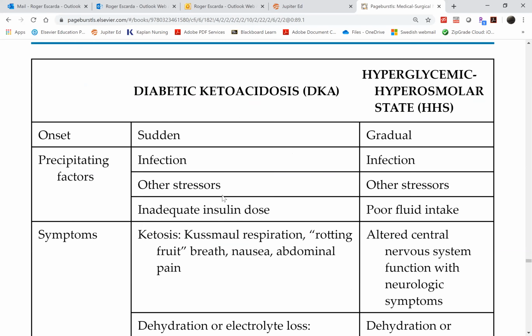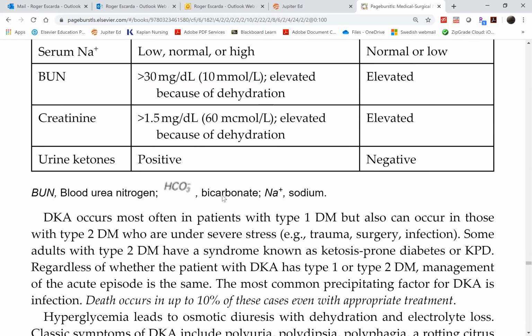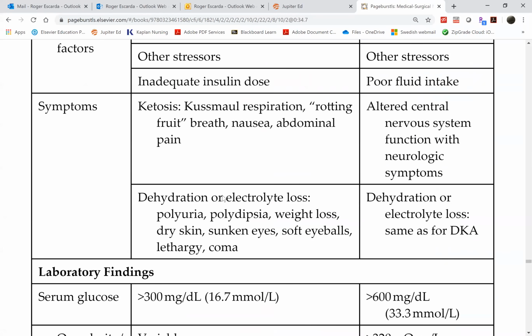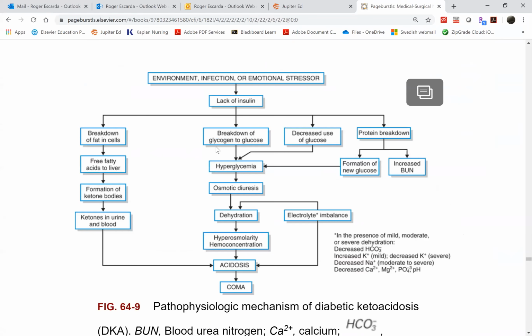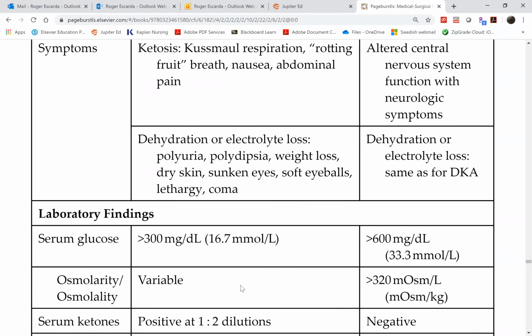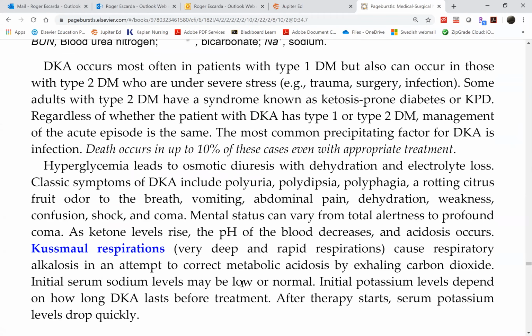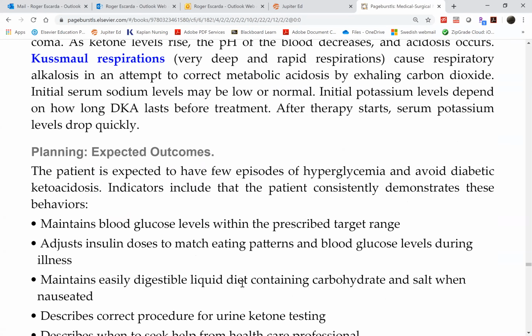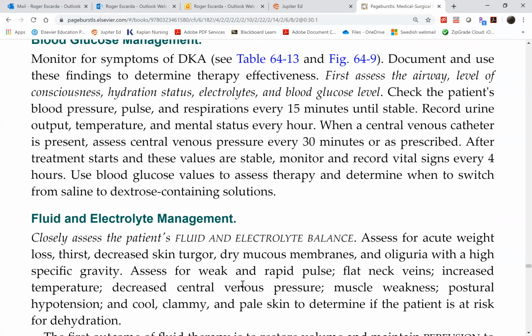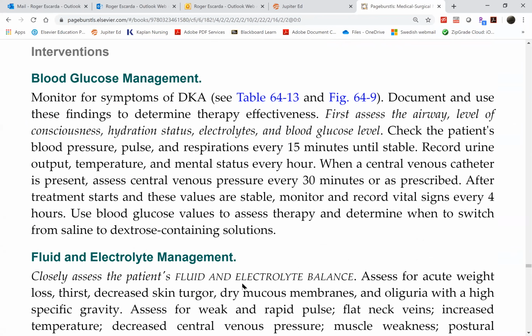Let's go to the management now. So you saw the mechanism by which the severe hyperglycemia worked and the continued vicious cycle that, unless stopped, and the only way we can stop this is to give insulin, right? Go now to the interventions. Here are your interventions.